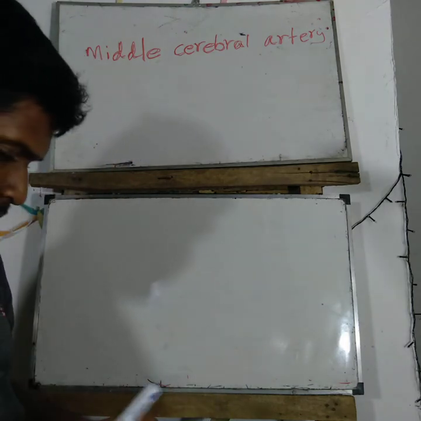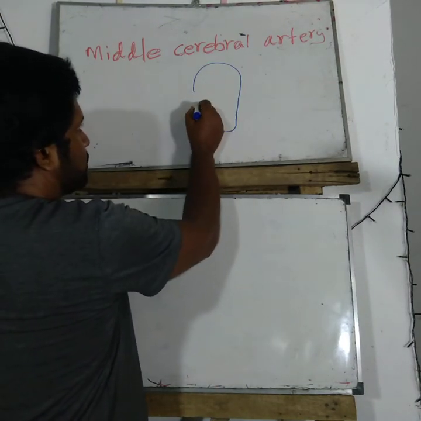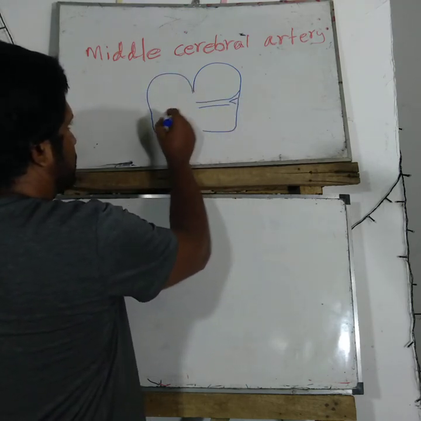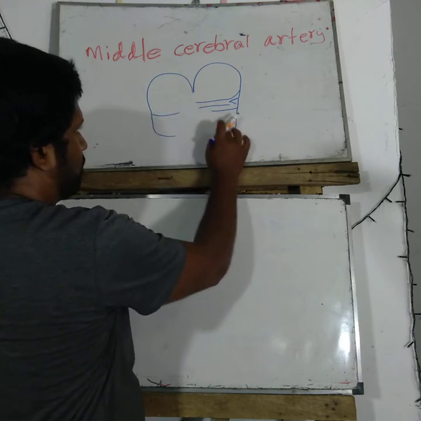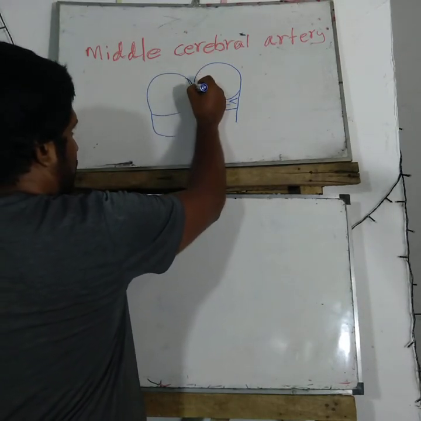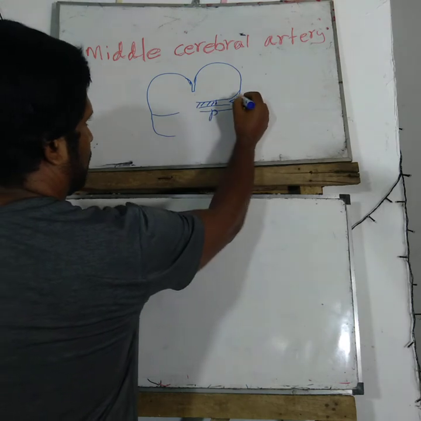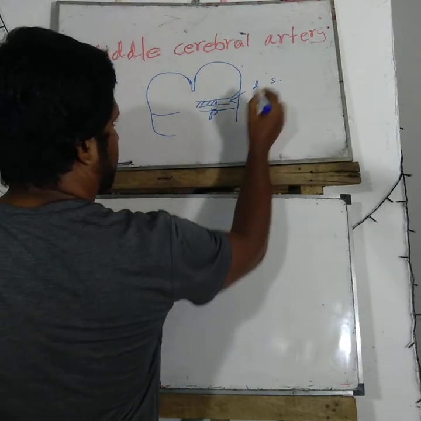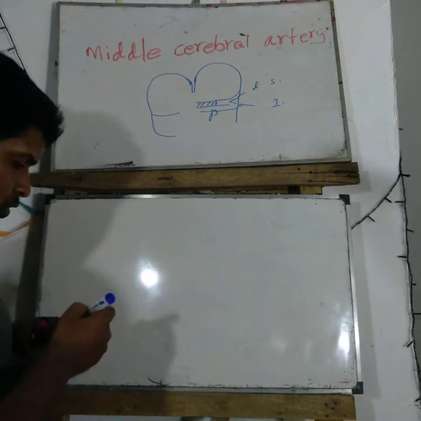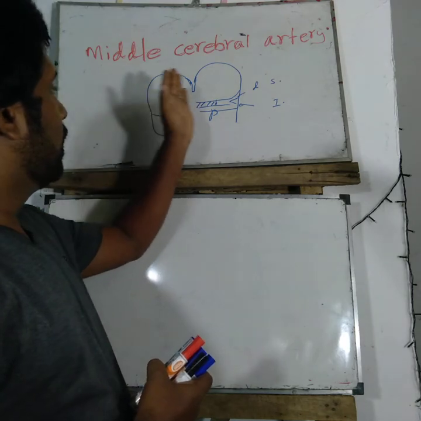Consider the hemisphere. Inside the hemisphere, the proximal area and distal area, superior, inferior, supply of the middle cerebral arterial area.